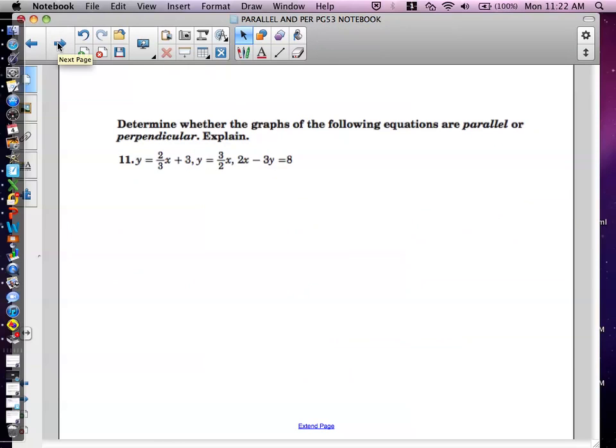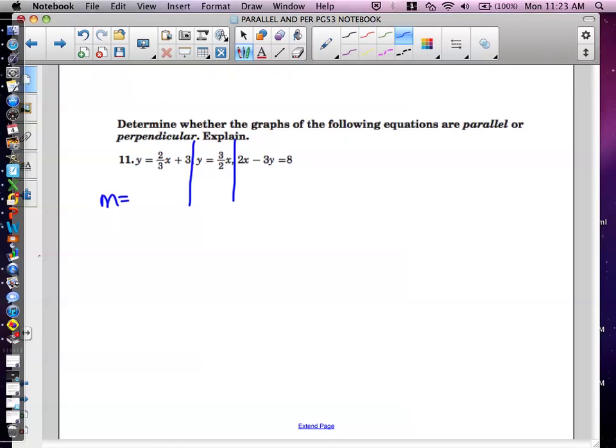Okay, number 11 on page 53 is asking you to determine whether the three lines are parallel or perpendicular. What I would do is look at each line and identify its slope. The slope in the first line is 2/3. The slope in the second line is 3/2. And then remember from standard form, an easy way to identify the slope is negative a over b.